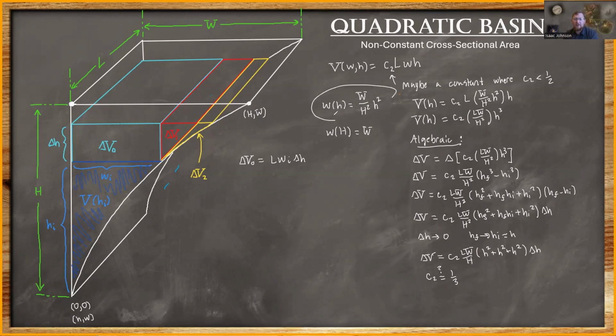And what do you know? We've got a formula to find w in terms of h. So we could plug that in and say length times width over h squared times h initial squared, times delta h. So delta V0, or the rectangular contribution to the change in volume, is this. It's not the true change in volume, just the rectangular part.